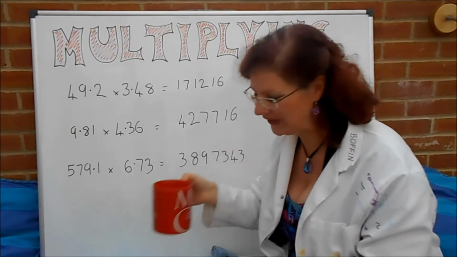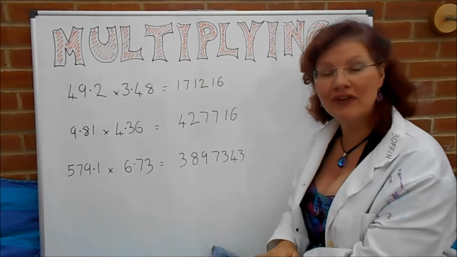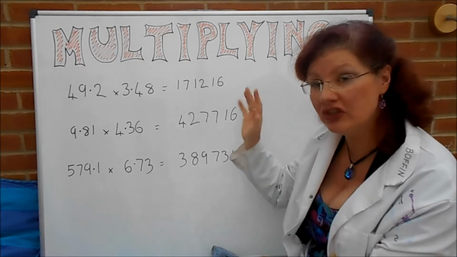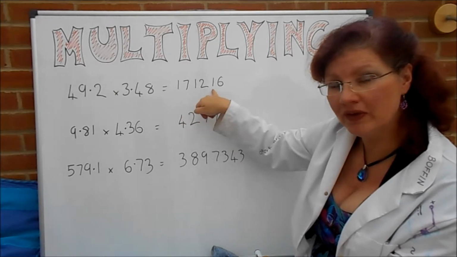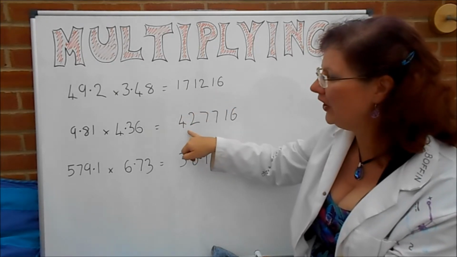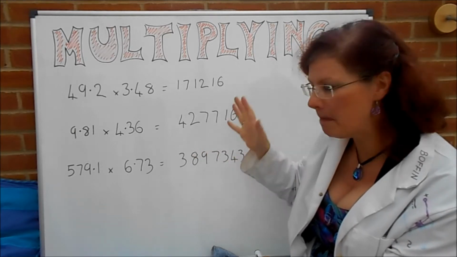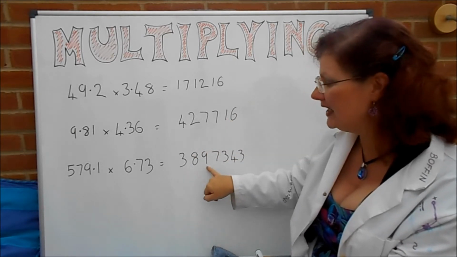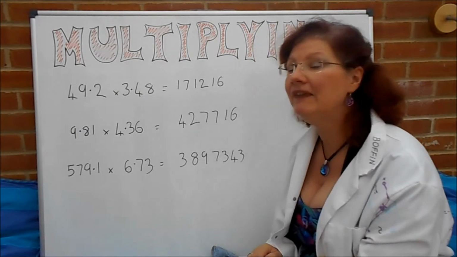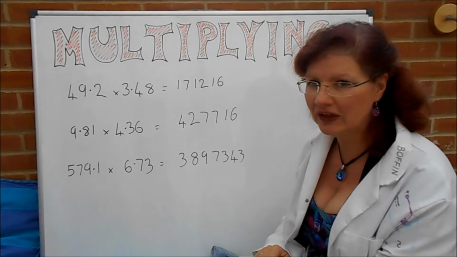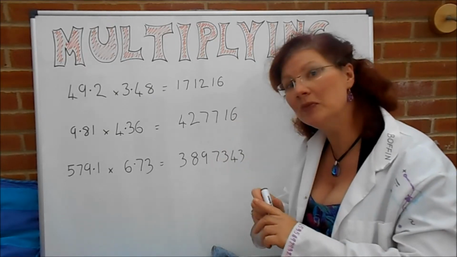Right, how did you get on with those? Okay, here are the answers you should have had without decimal points. So these are just the figures. For the first one, 171216. For the second one, 427716. And with a big one at the end, 3897343. I hope you got those. If you didn't get the same digits as these, then go back, check your working, but don't worry about it because we can still put the decimal points in the right places.